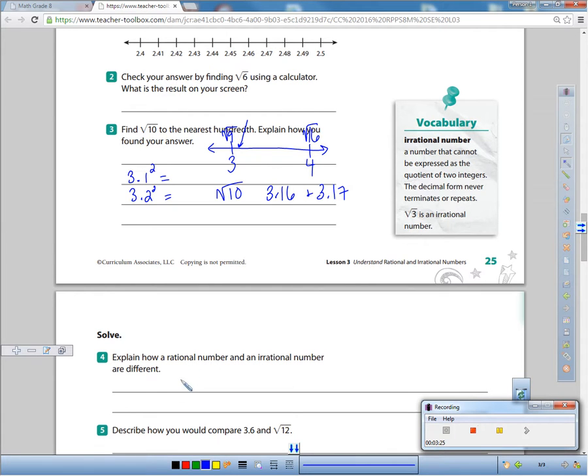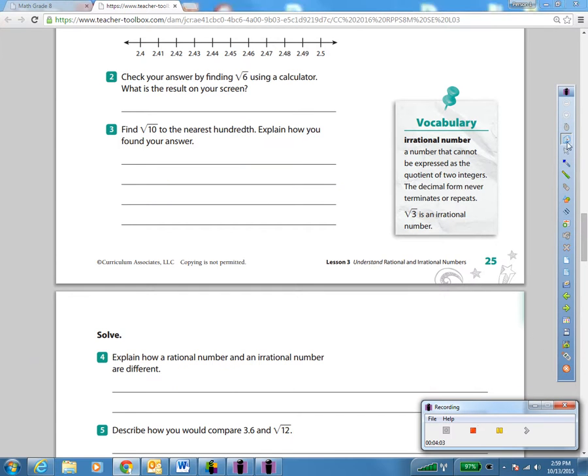Like, for example, 1/3 is rational because it's 0.3 repeating. We know it's going to keep going with 0.3. Or maybe some nice, neat, perfect squares would be a good example there. Irrational number, remember, they never terminate. They keep going. There's no pattern to them. So explain something like that right there. Okay, I'll scroll down just a little bit more.